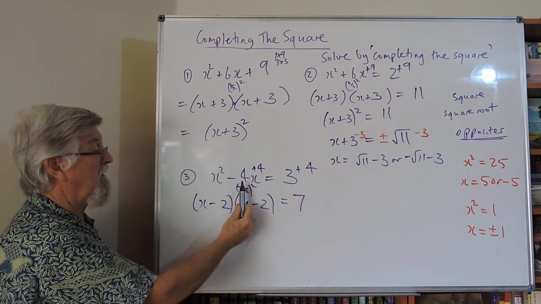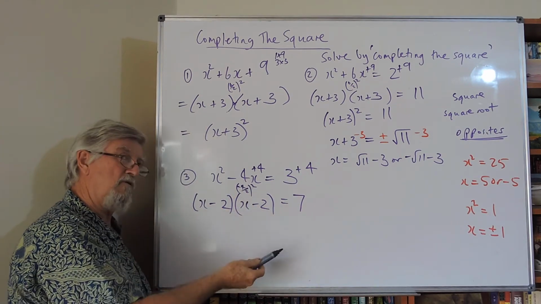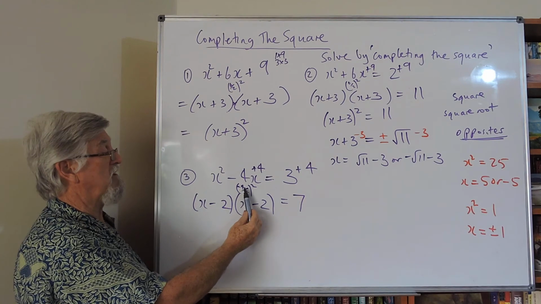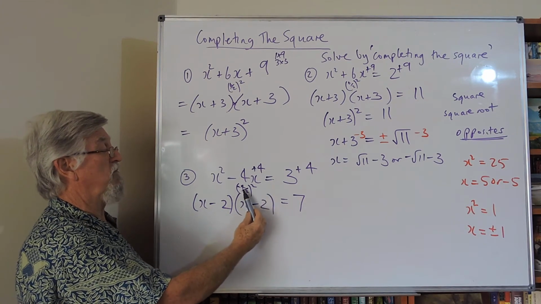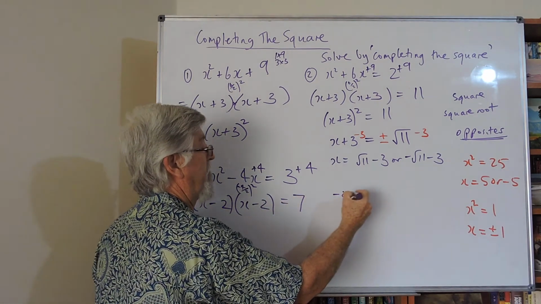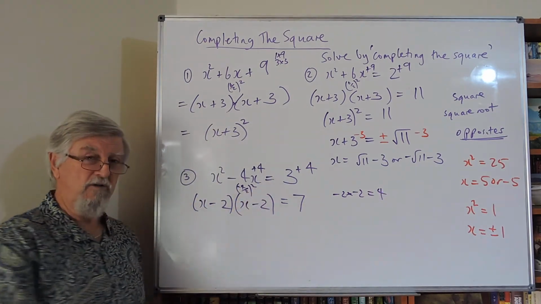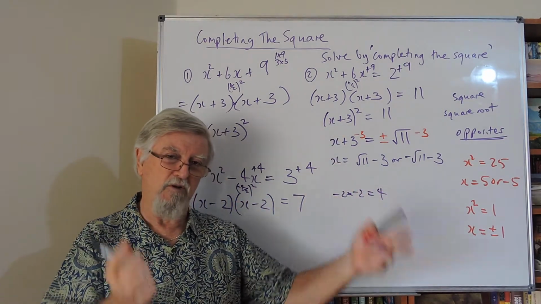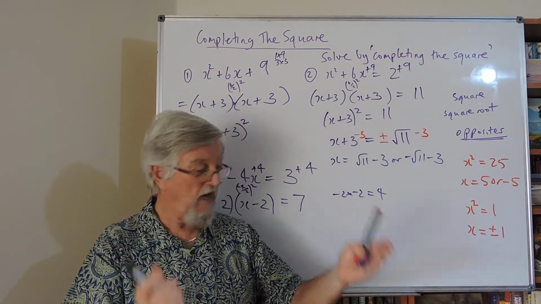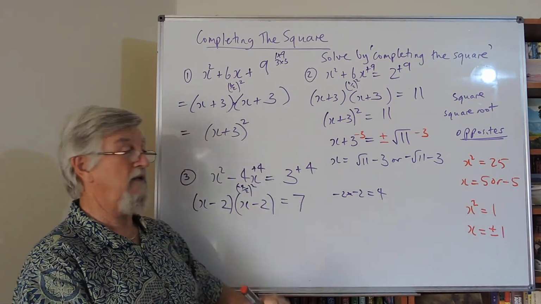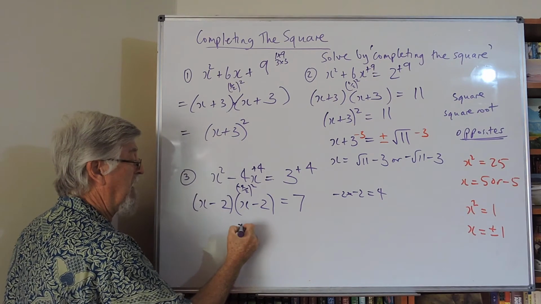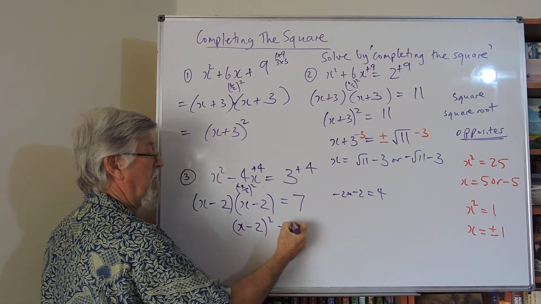So in brief, half the 4, half the minus 4 if you want to think that way, is minus 2. Minus 2 by itself is positive 4, so there's our add 4. It's an equation, so if I want to balance it up each side like a seesaw or a set of scales, if I add 4 to this side, I add 4 to that side. So we've got x minus 2 squared equals 7.